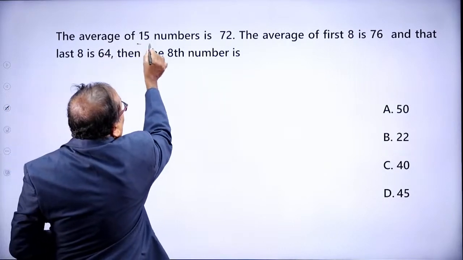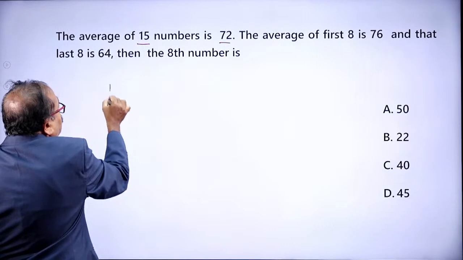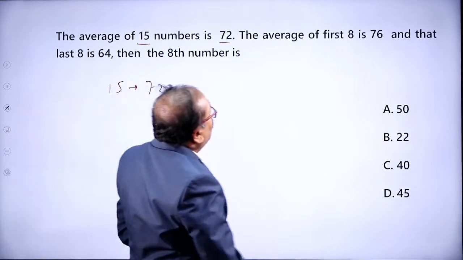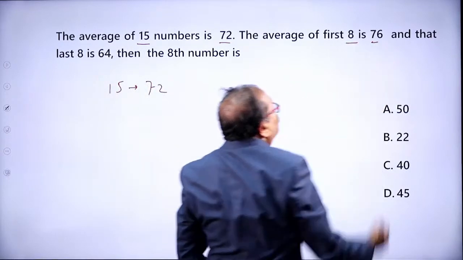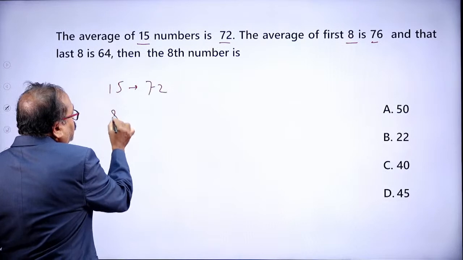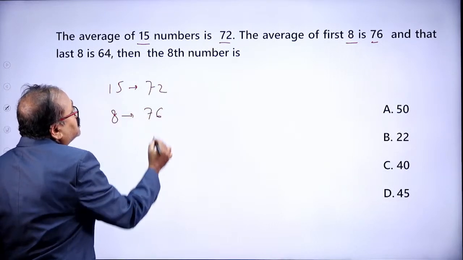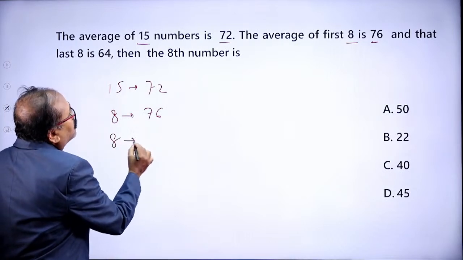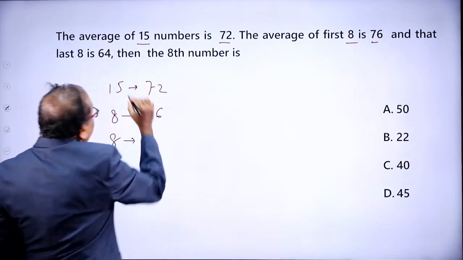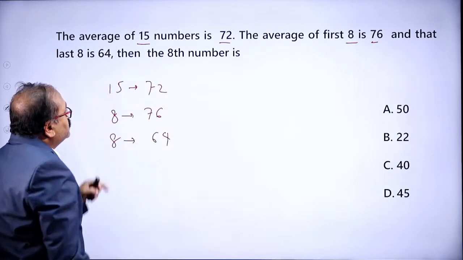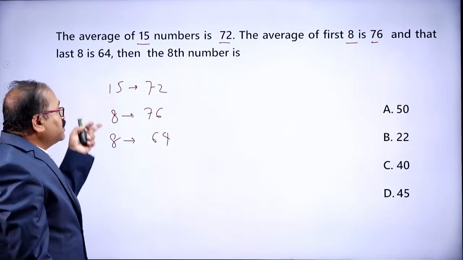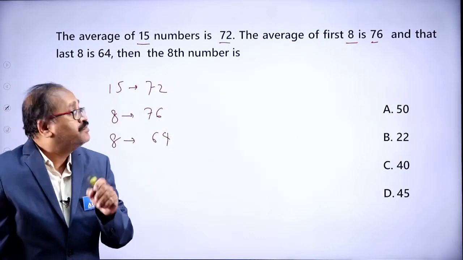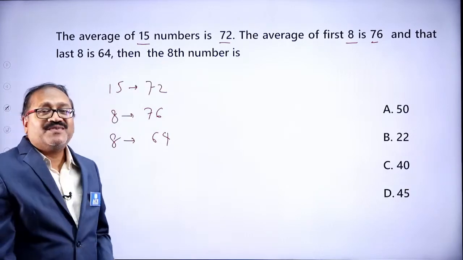It says that the average of 15 numbers is 72. I am just writing the question here. Average of 15 numbers is 72. Now the average of the first 8 numbers is 76. So first 8 numbers average 76. And the last 8 numbers average is also given to us as 64. Did you notice here, out of 15 numbers, if you are taking the first 8 numbers and the last 8 numbers, the 8th number got repeated. Now the question is, what is the value of the 8th number?